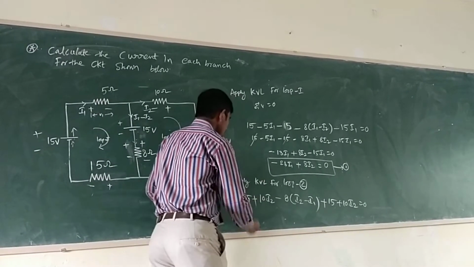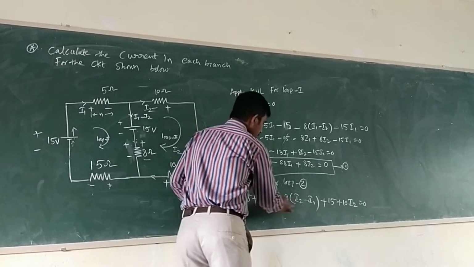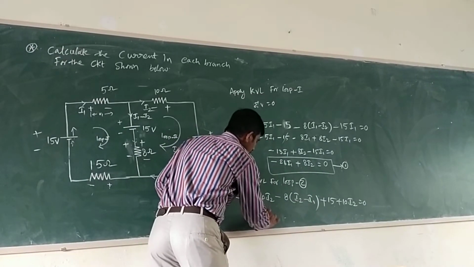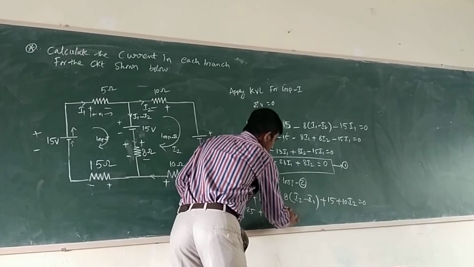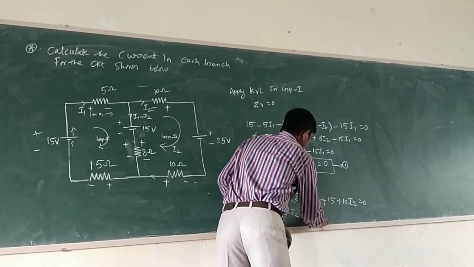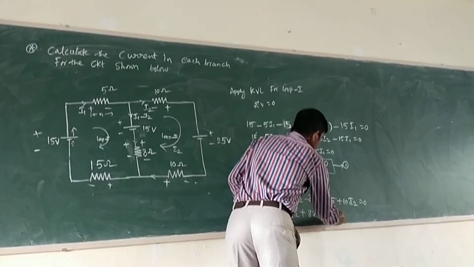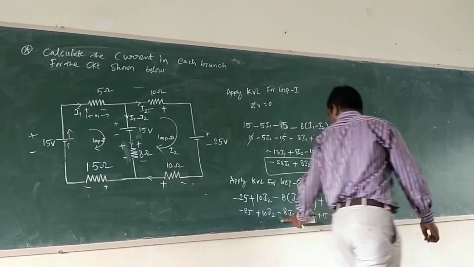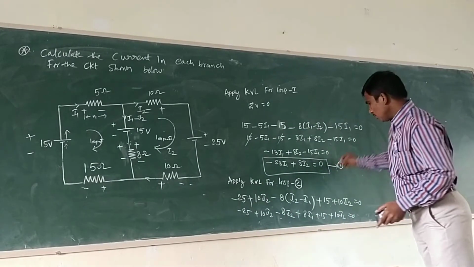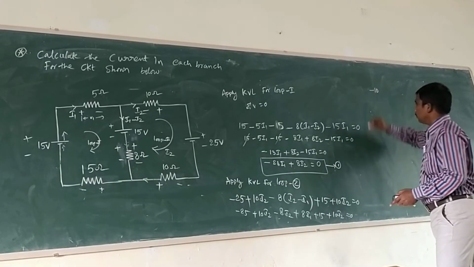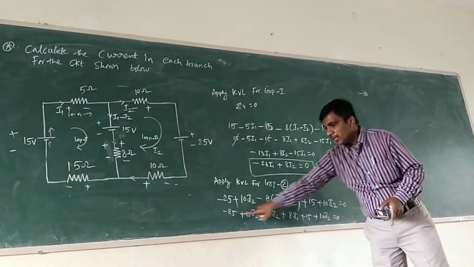Now write the KVL equation. Minus 25, 10 I2. Minus 8 I2. Plus 8 I2. Plus 10 I2 equal to 0. Write this equation. Minus 25 and 15, minus 10. Minus 25 and 15 is there. Minus 10.